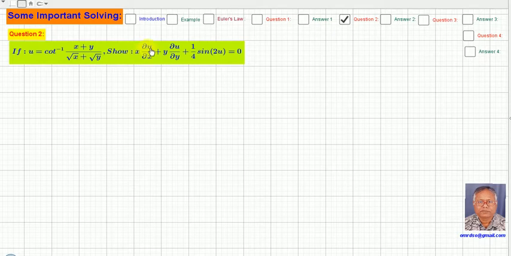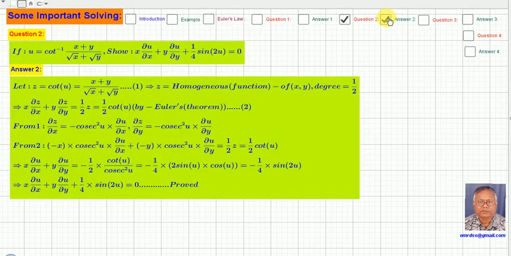Then prove that x del u del x plus y del u del y plus 1/4 sin 2u is equal to 0. ठीक है, आंसर देखते हैं कैसे निकाला गया है. आंसर z is equal to cot u, then that will become (x plus y) upon (root x plus root y). Obviously z is a homogeneous function of degree 1 by 2. So x times del z del x plus y times del z del y is equal to half times z according to Euler's law. But z is equal to cot u, so it is half cot u.